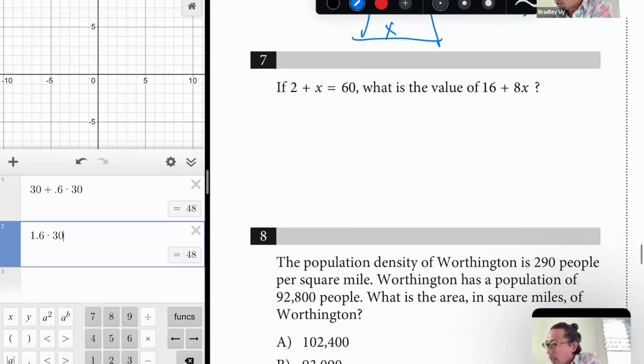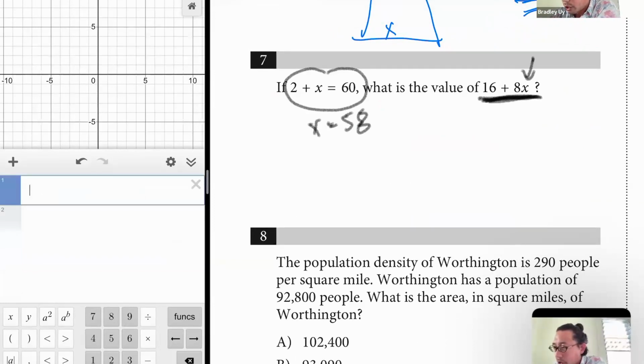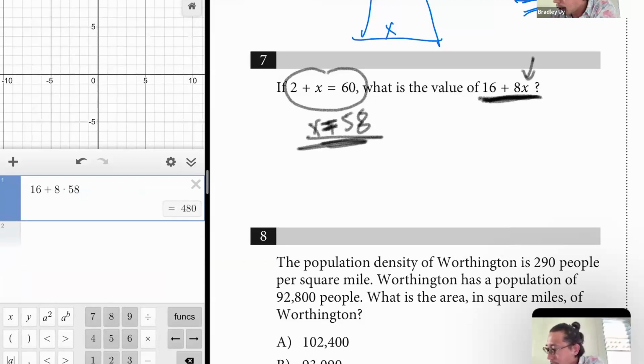Okay, next question. If 2 plus x equals 60, what is the value of this? One way to do this is to get an explicit value of x from this equation and then plug it in. We're just evaluating, finding the value of it once we have a particular value of x in mind. So if we did that, we would see x is 58, and we're going to evaluate 16 plus 8 times whatever my x is, which is 58. Notice there is no more x. X is going to be replaced by 58. So you would get 480, which is the right answer.